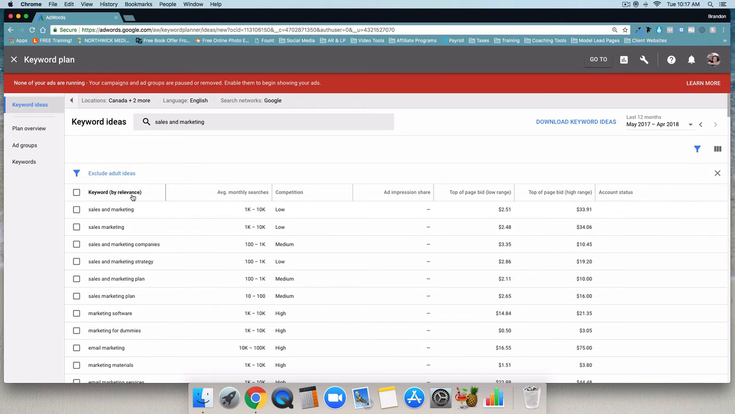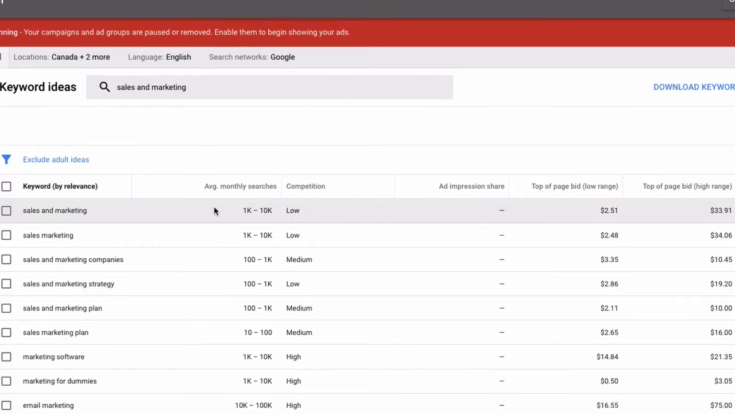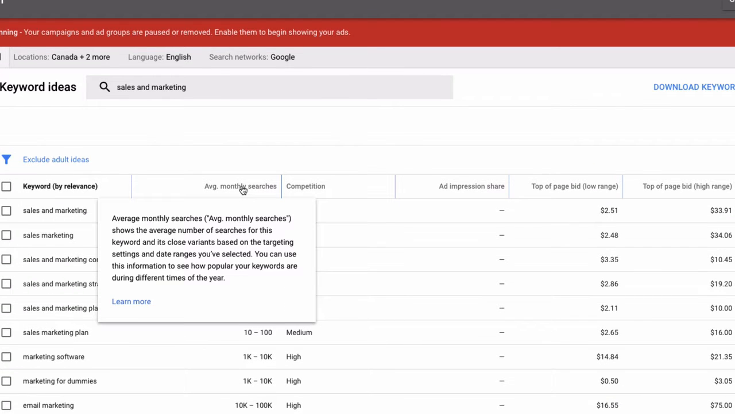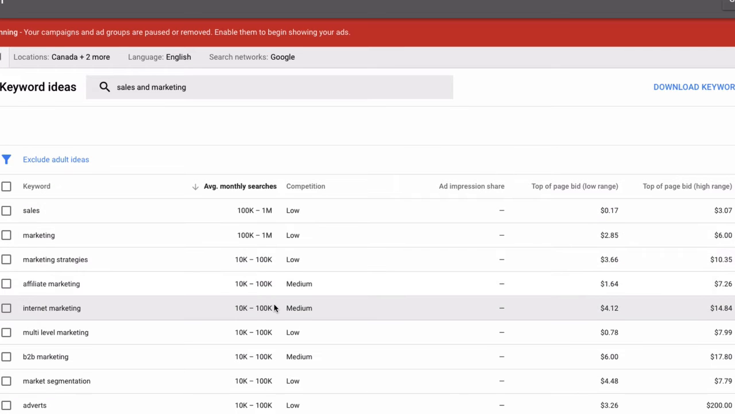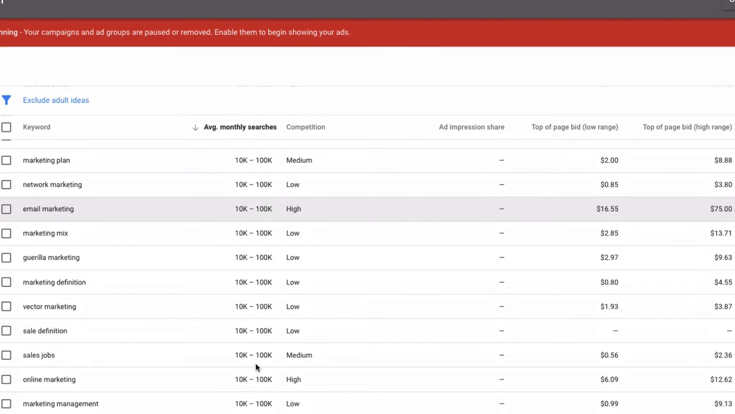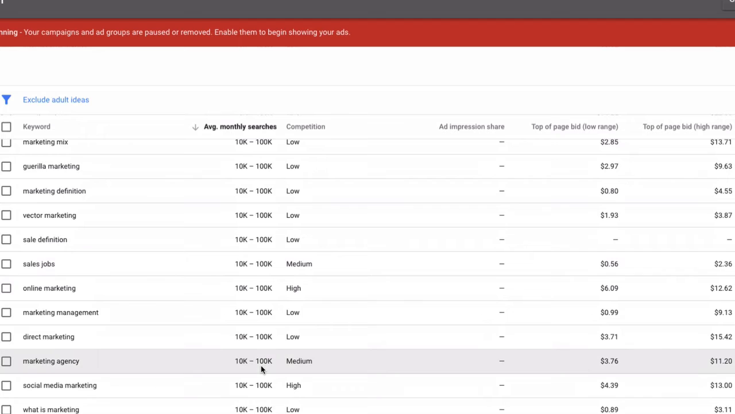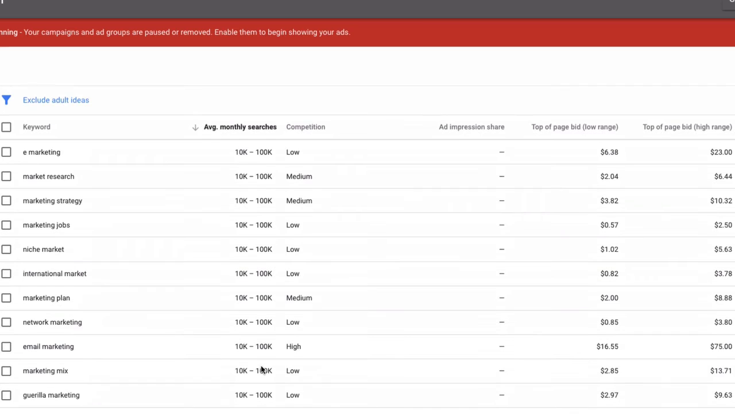So these keywords by relevance is what we have active, but I'm going to go ahead and click on the monthly average searches. And what I'm looking for is anything that is above 10,000, okay? Now, if you're dealing with a local market, 1 to 10,000 is going to be fine, right? 1 to 10,000 is going to be awesome. But if you're dealing with national or multiple countries, you want to keep it at 10,000 and more.